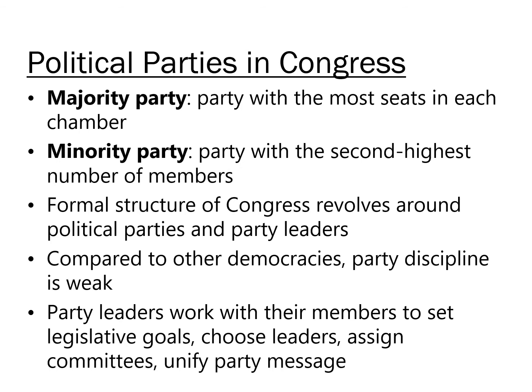And the formal structure of Congress totally revolves around political parties and party leaders, even though political parties are nowhere to be found in the Constitution. But the party leaders work with their members to set goals, choose leaders of committees, assign membership to committees, and to really unify that party message. So they appear as one united front that's going to be harder to mess with and stronger when working together.